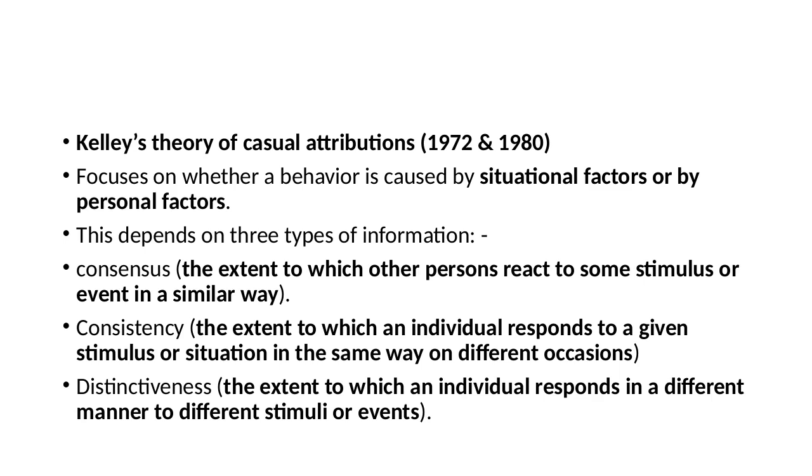So the way you perceive a person, either in terms of situation or in terms of personality, will depend on 3 things: consensus, consistency, and distinction. Consensus is the extent to which other people react to some stimulus or event in a similar way.